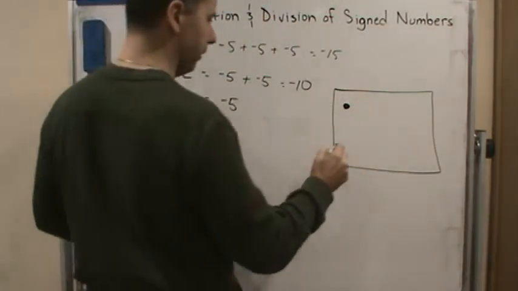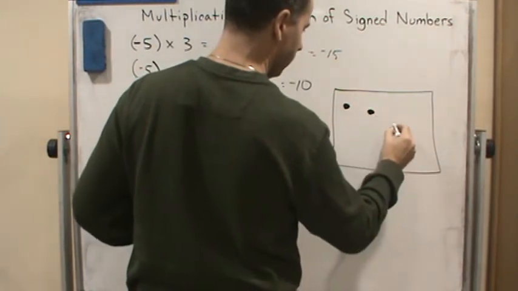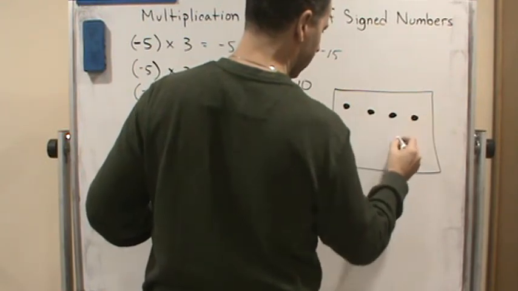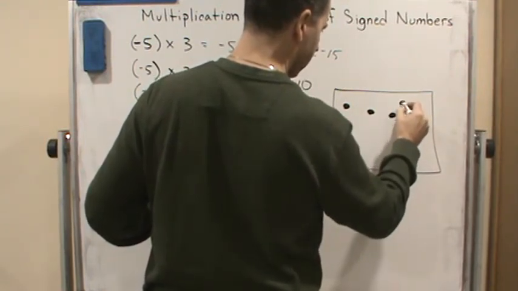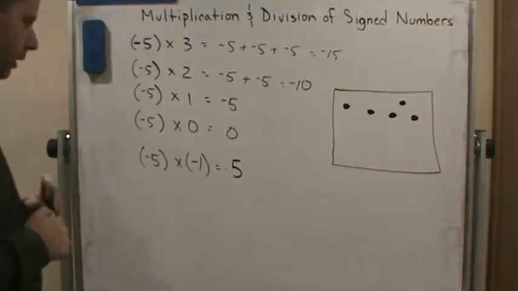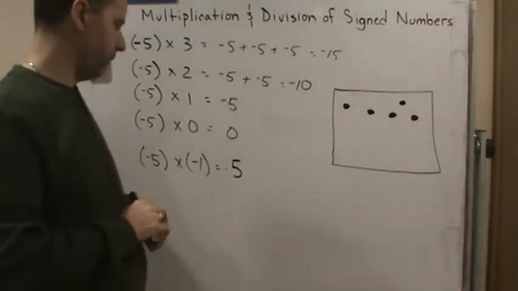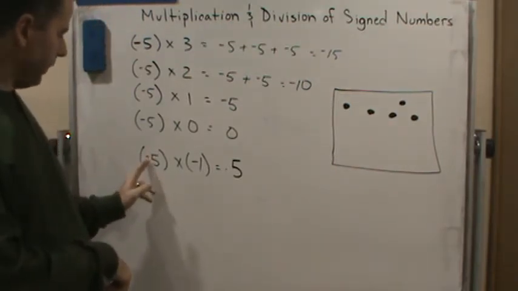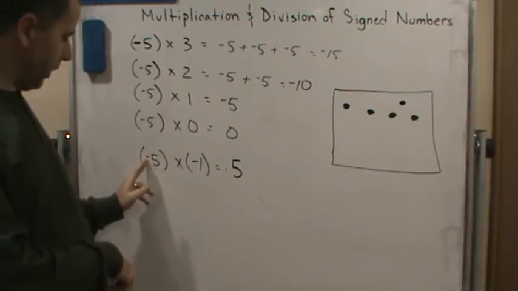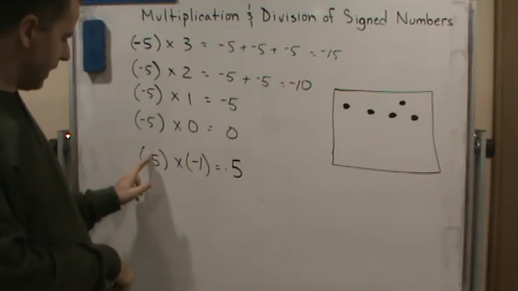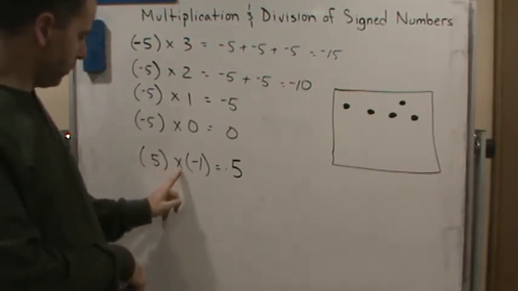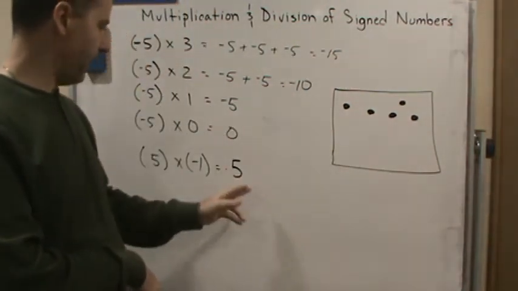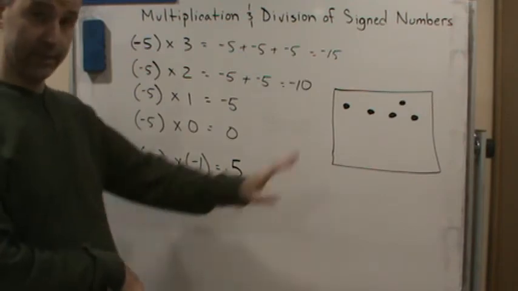So I have 5 groups of -1. So 1, 2, 3, 4, 5. Okay? Now, what does this negative sign here mean? This one. So we understand that if the negative sign is not there, it's just 5 groups of -1, and so the answer is going to be whatever we have, which is, in this case, -5. So the answer would be -5, right? Based on our chip model.